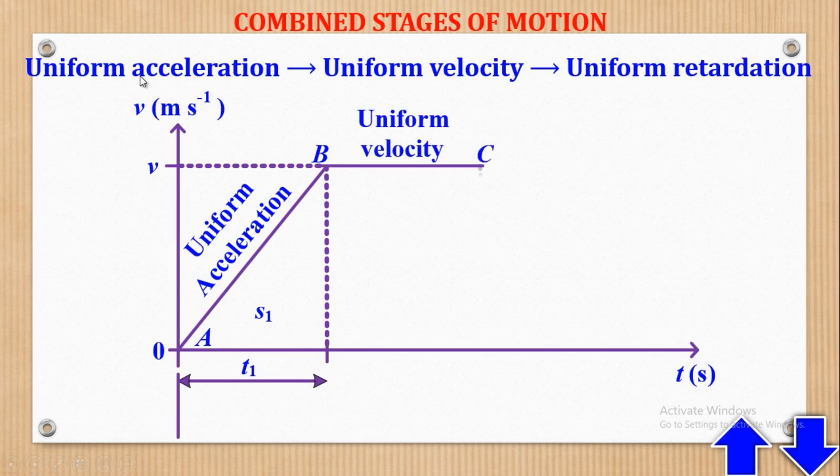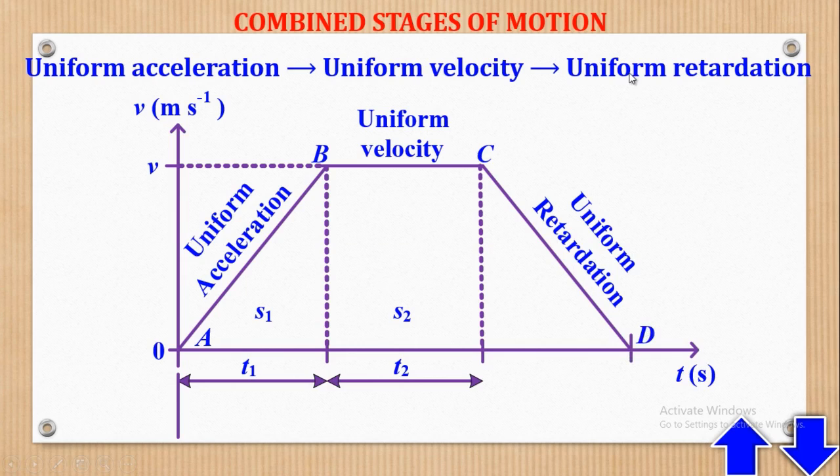Okay, so from uniform acceleration we shall go to uniform velocity. Uniform velocity is a horizontal line, so I think I can see motion BC is for uniform velocity, and T2 is the time taken while traveling with uniform velocity, and S2 will be the distance covered under uniform velocity, and this distance will be equal to the area under this rectangle.